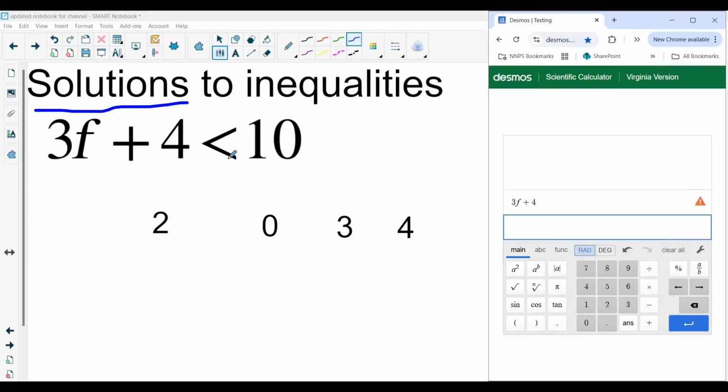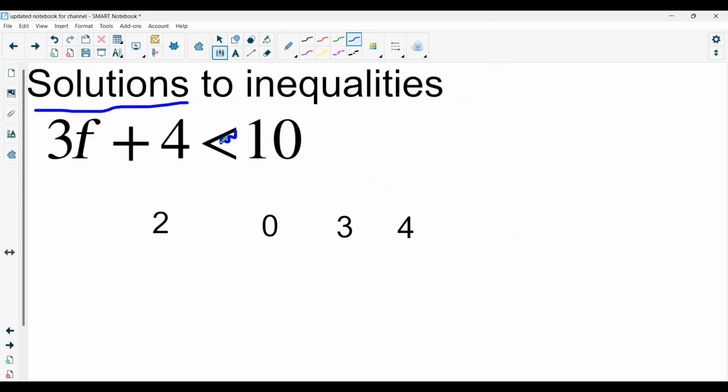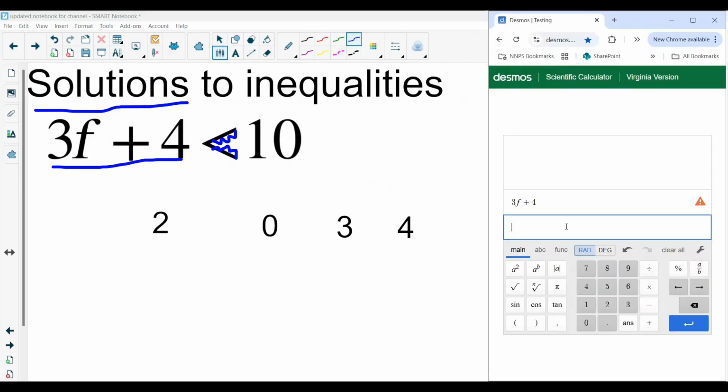Now we have to think about what this sign means. Look at the alligator mouth. Is it eating the side I just typed in? Is it eating this side here? It is not. So that means it's smaller, or it's less than. But to keep it in your language, it's easier to just say it's smaller. It's smaller than.